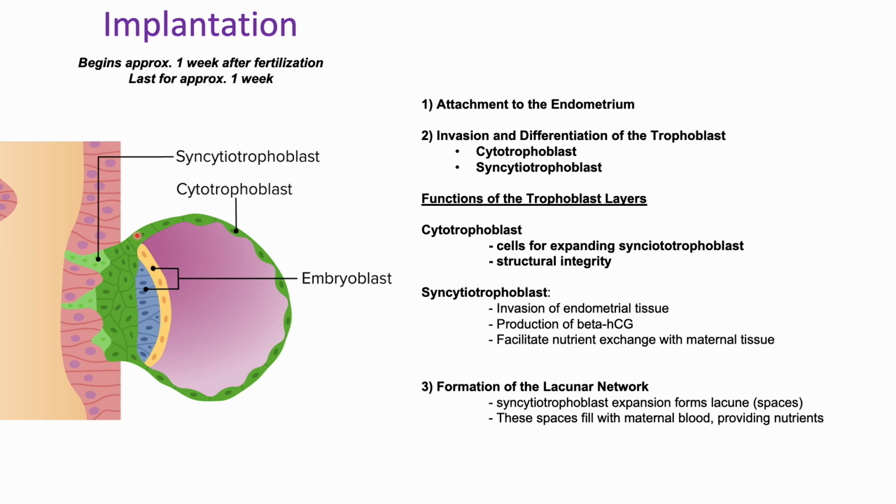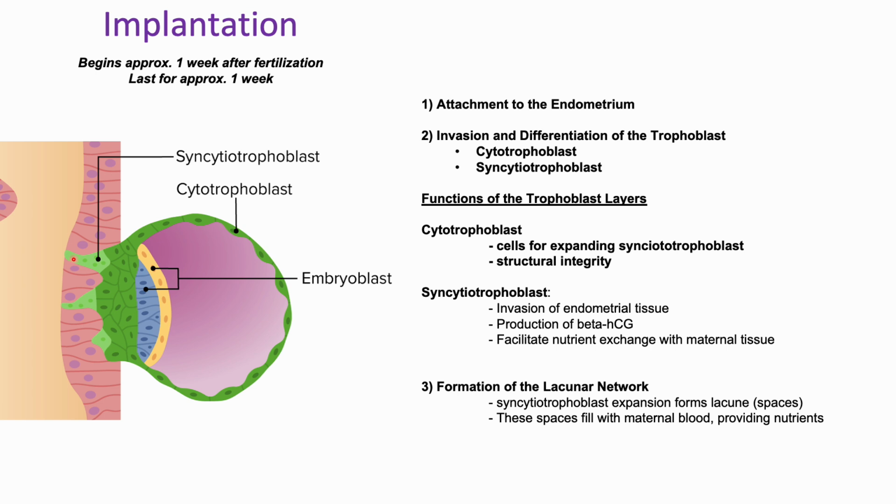One is going to be the cytotrophoblast, which is going to be the internal layer, and then we're going to have the syncytiotrophoblast, which is going to be this external layer. So the cytotrophoblast is the inner layer of mononucleated cells, meaning that they only have one nucleus per cell. And these cells are mitotically active, and their major goal is to provide new cells to contribute to the outer layer, which is the syncytiotrophoblast.